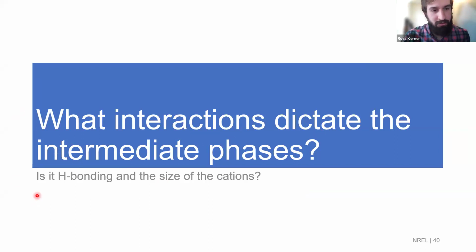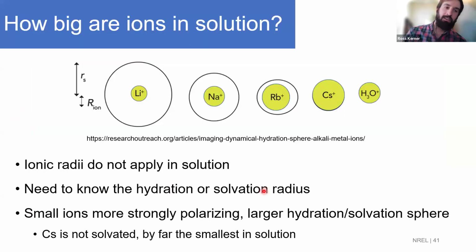And after talking a long time with Jeff Schwartz, a chemist, he concluded it might be due to H bonding and the effective size of the cations. What he really means by that is that very small cations are very polarizable. So they actually have a huge solvation shell. So in solution, they look massive.